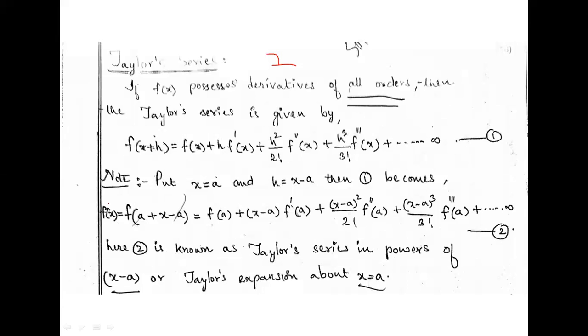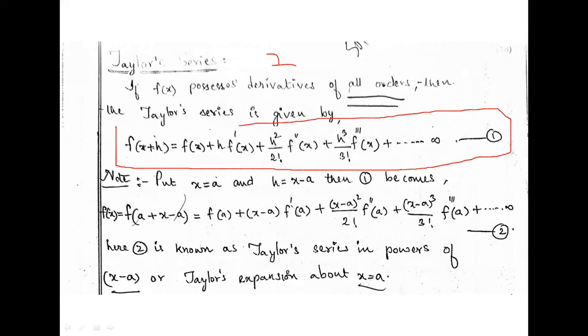So now Taylor's series. So this is your Taylor's series, and it's very easy. As you can see, there is a rhythm. What is it? f of x plus h into f dash of x plus h square by 2 factorial into f double dash of x. Right?